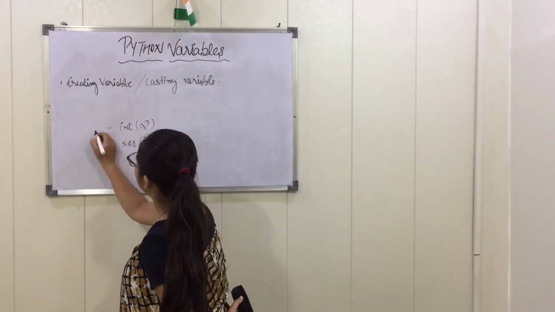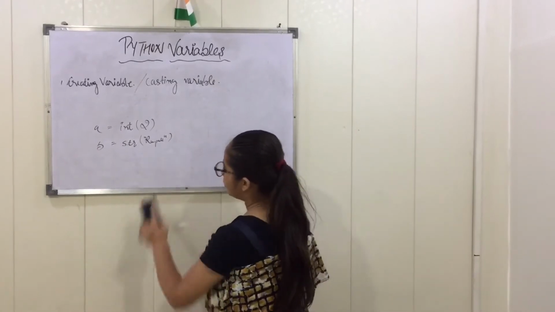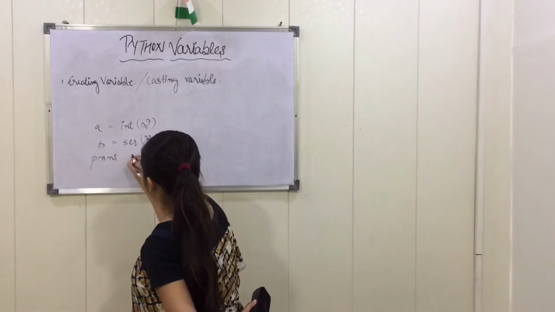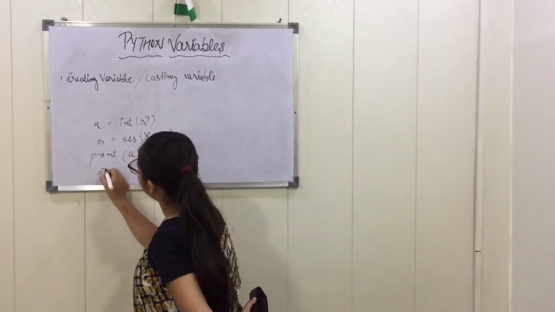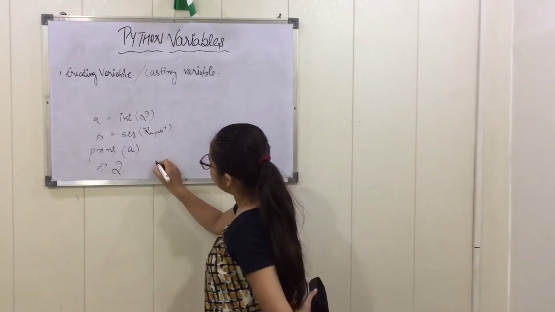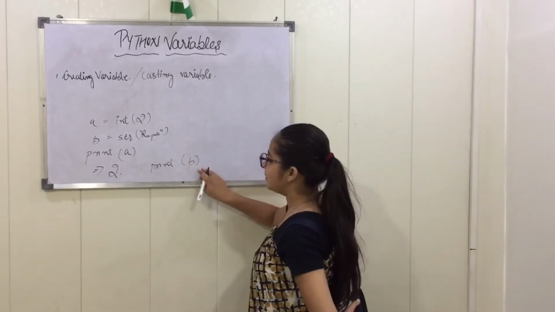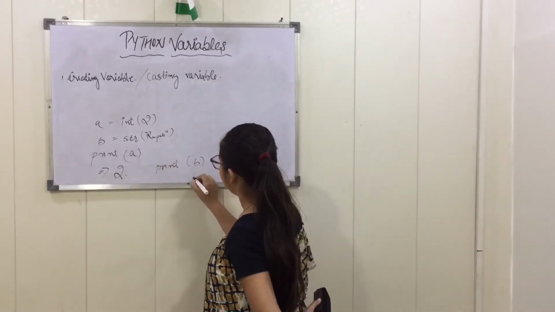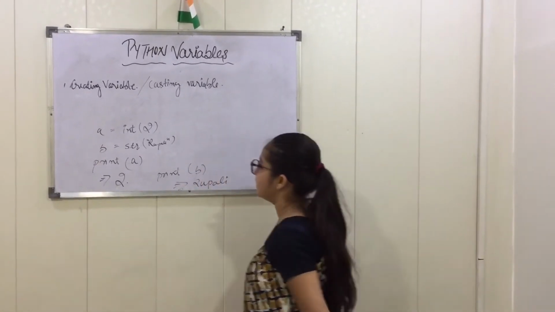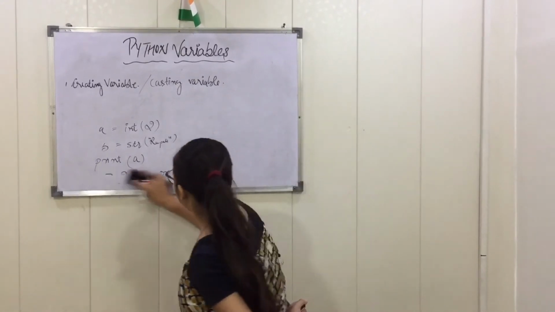Suppose the first variable name is a, second is b. Now I need the output of both. So I will write print a. The output will be the integer value, that is 2. The second is print the value of the b variable. That is a string, it will be printed as Rupali in the next output line. So in this way we can use casting variables in the Python programming language.